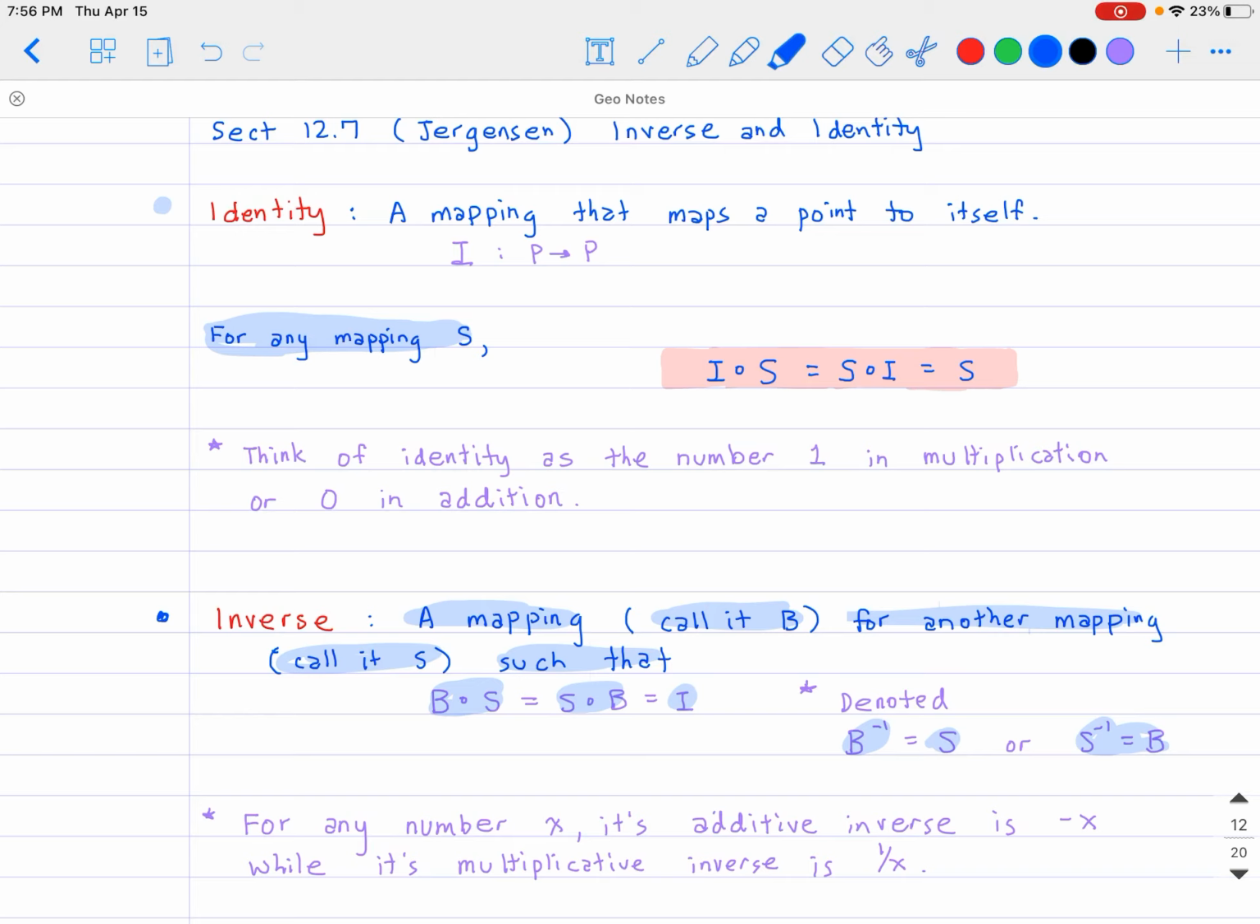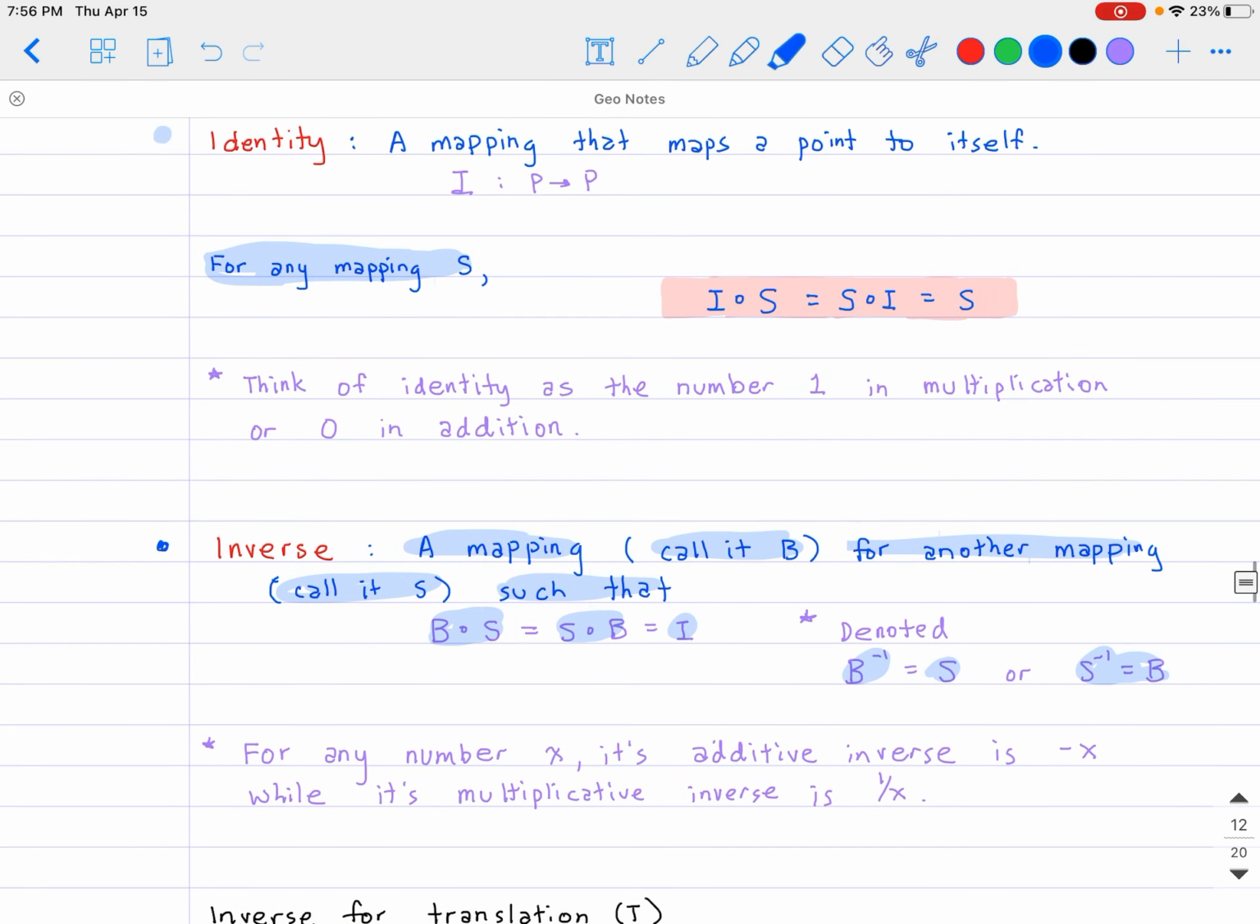So the way you can think about it is that if you have a mapping called S, and then you apply the mapping we'll call B, and if you apply S and then B, and that point P goes back to the original position, then those two are inverses of each other.